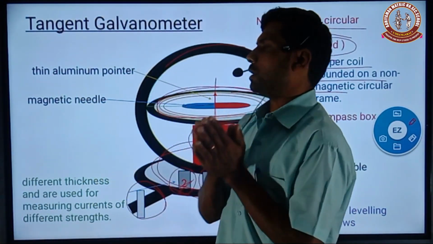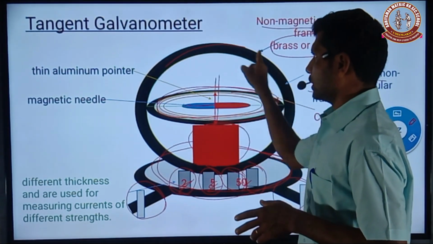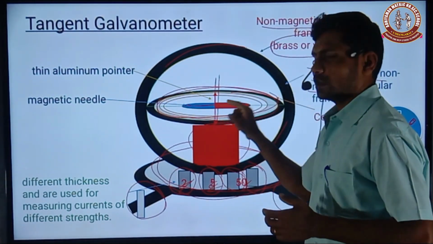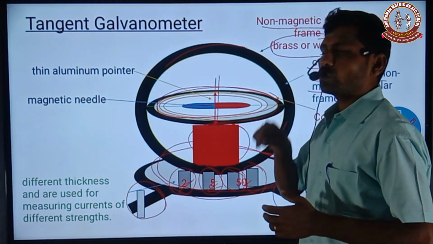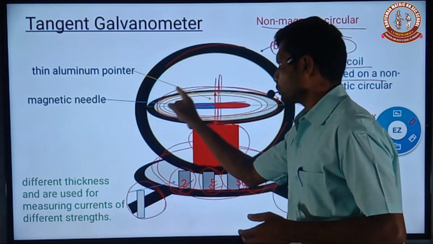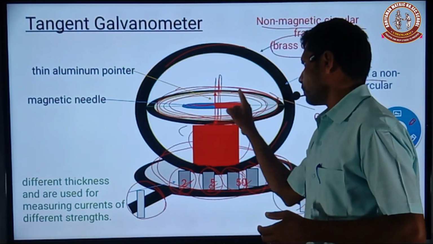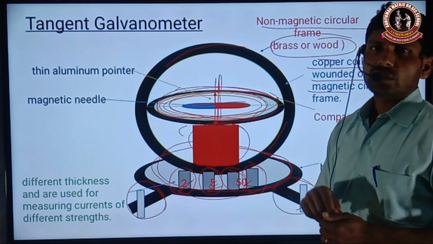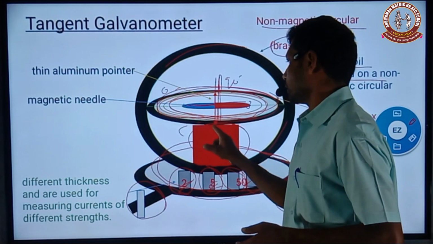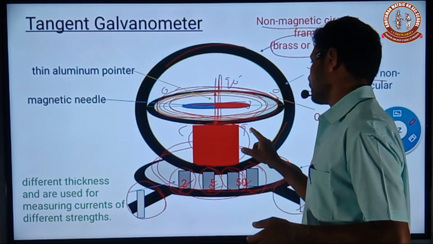The center of the compass box and aluminum pointer exactly coincides with the center of the circular coil of radius r. The aluminum pointer moves over a circular graduated scale, separated into four quadrants, each from 0 to 90.